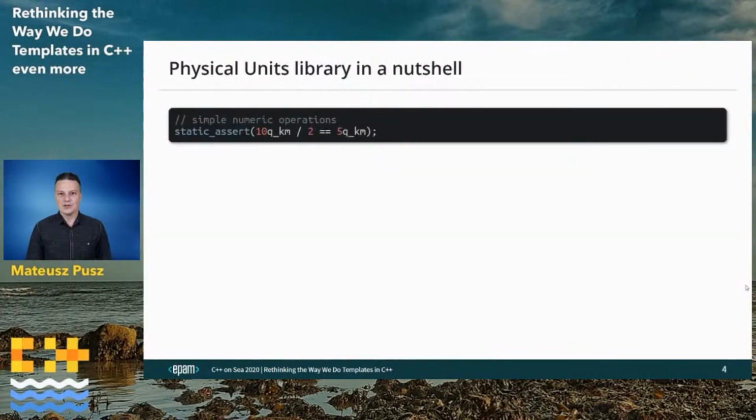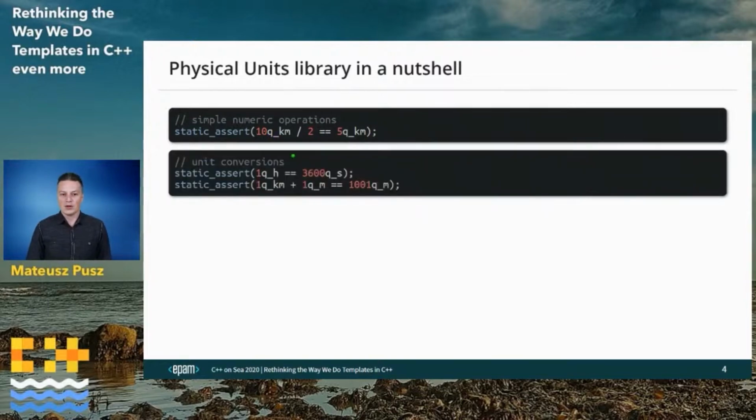As I said, this is not a physical units talk, but still I will be providing some samples from this domain. And that's why I have to introduce some concepts to you, for you to be aware how such a library works. This is really similar to what we have in std::chrono::duration. So we can, for example, divide a quantity of length by a scalar and get another quantity of length, right? We can convert units. So we can compare, for example, hours with seconds. We can add kilometers and meters and compare them to meters. This is already what we know from chrono, right?